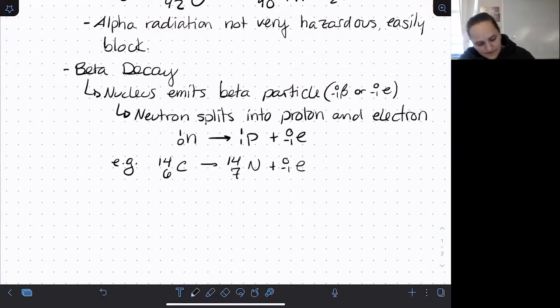Gamma decay is next on our list. And this is when your nucleus just emits energy.